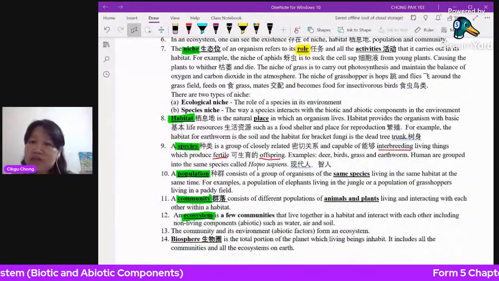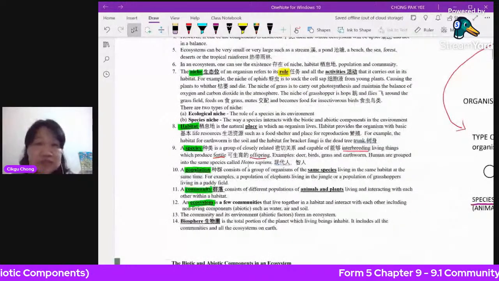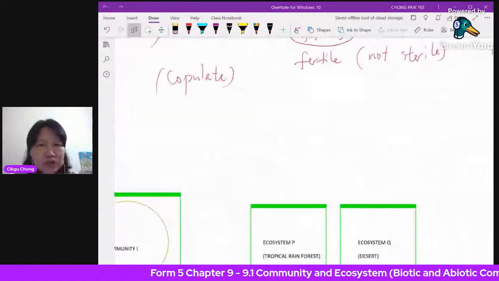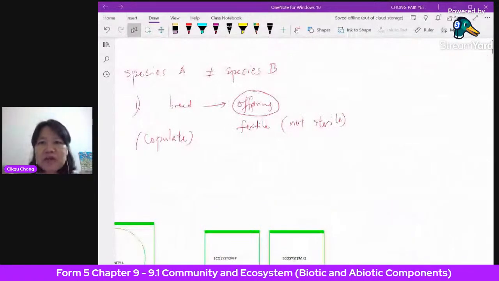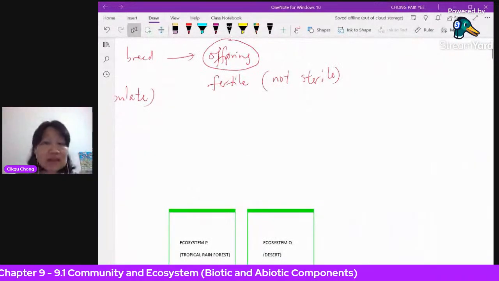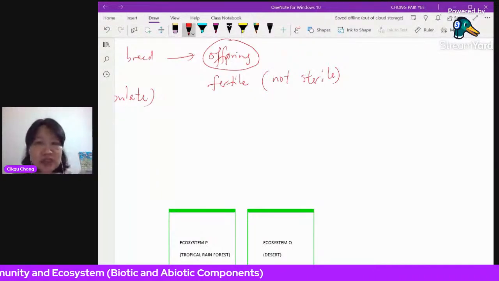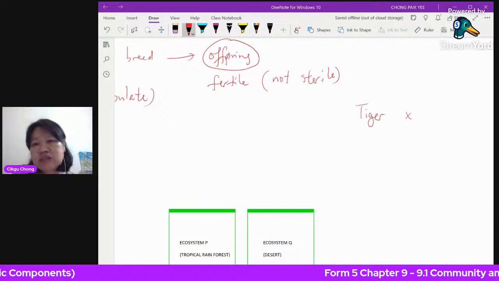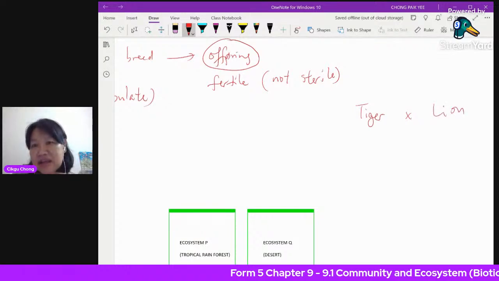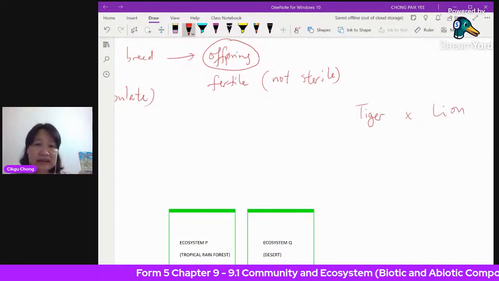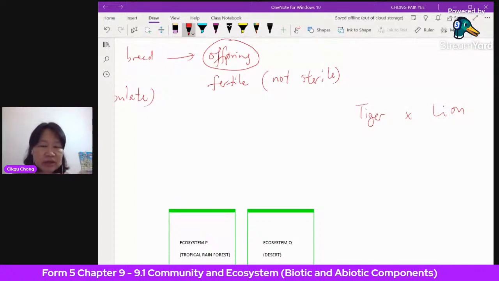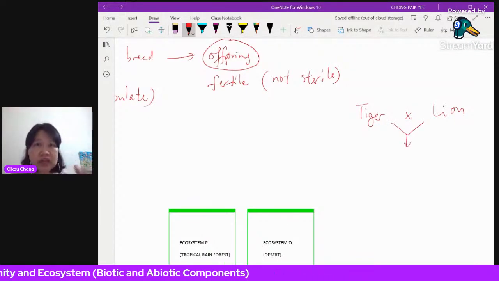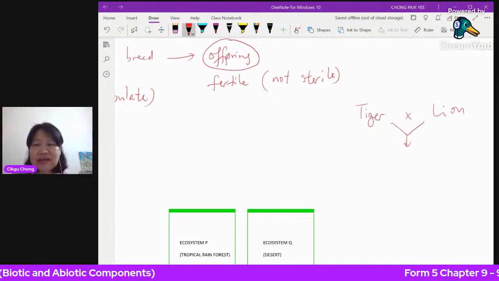Now, I give you an interesting example of something that is not the same species. I'm not sure whether I mentioned this to you before or not. You have cases of human intervention. You take a tiger and cross it with a lion. That's interesting. I cannot remember whether it's the male or female. They have done this experiment before. They have interbred tiger and lion.